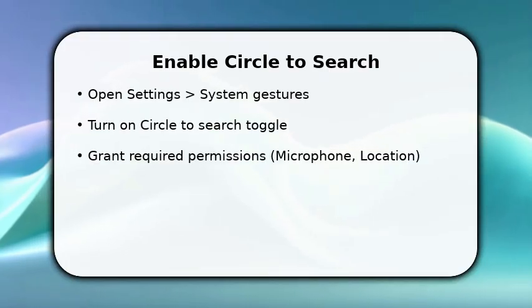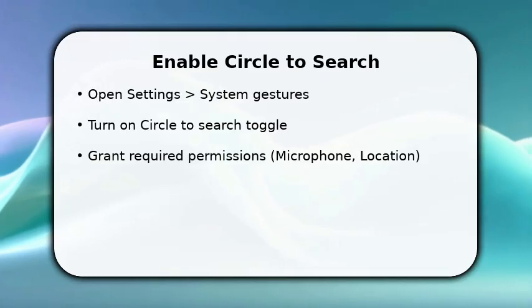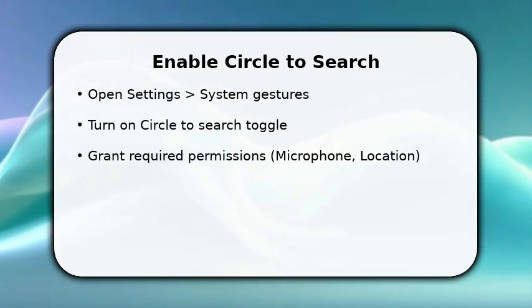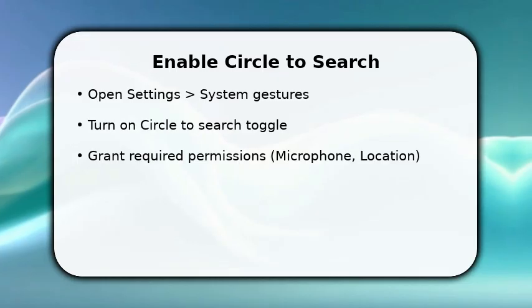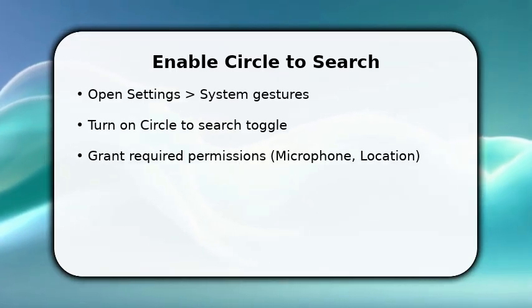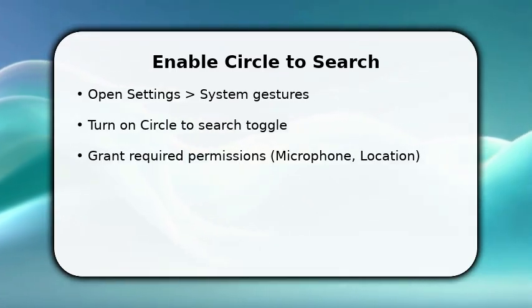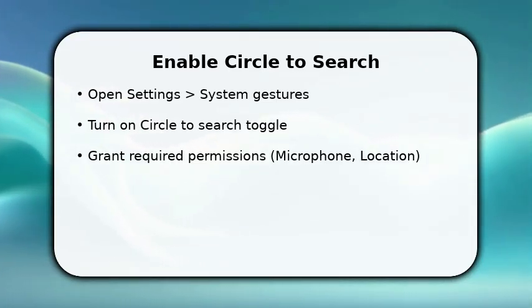You'll start by enabling the gesture so it works system-wide. Open Settings, go straight to System Gestures, and flip on Circle to search. You must grant microphone and location permissions when prompted. This lets the feature identify audio and place context.